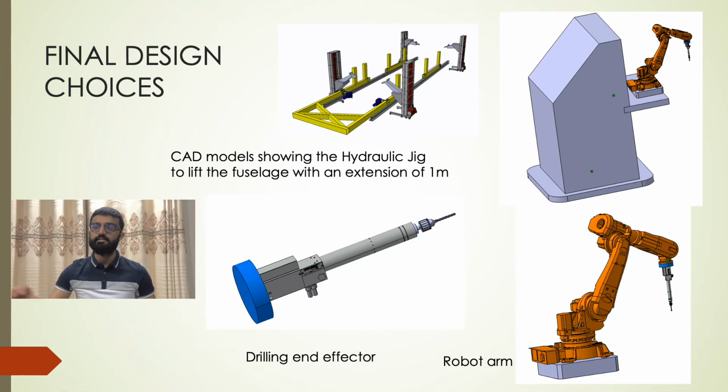In this slide, you can see the final design concepts that were made. On the top right, you can see the hydraulic jig that is used to lift the fuselage with an extension of 1 meter in order for the robot to have accessibility. The robot is mounted on the fixed jig as seen on the image. At the bottom, you can see the drilling end effector and the robot arm.